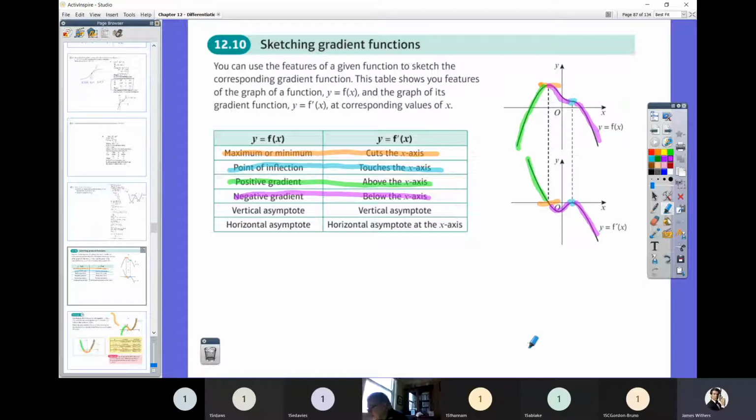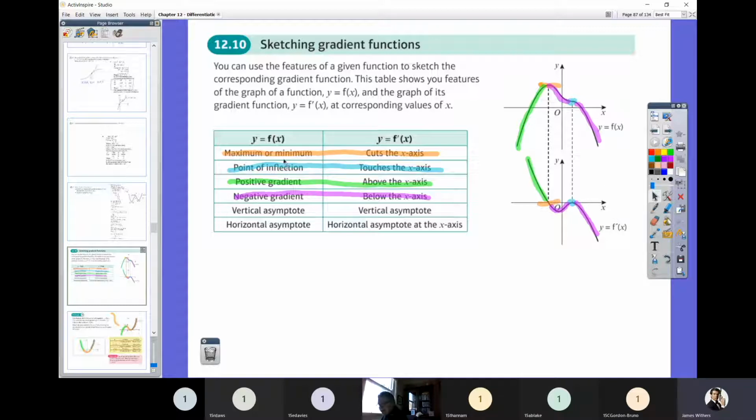Just take on board what's going on on the right. The top graph is the actual function, okay? And the graph below is where we've sketched the differential function, the gradient function. So let's think about the key points that they're making in the table.